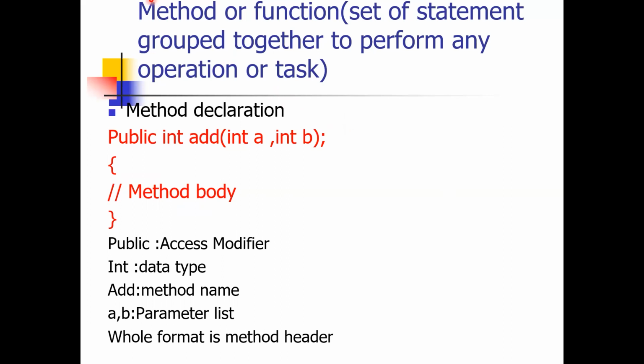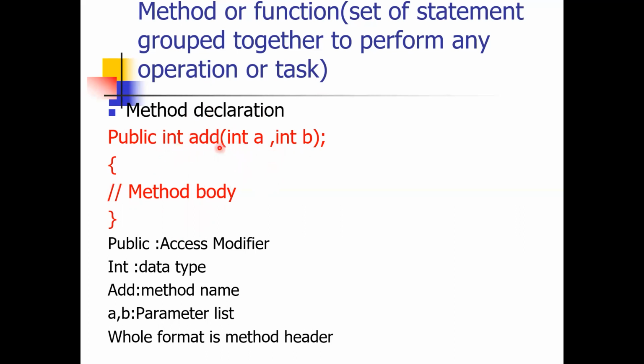Now what is a method? A method, or we can say a function, is a set of statements to perform any task. Method means some process or some task. So how to write the method? Method declaration. See here, here is an example. Here a method is created: public int add(int a, int b) then the method body. This whole is the method declaration.